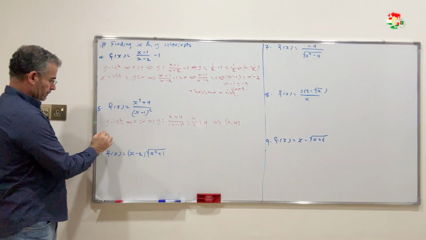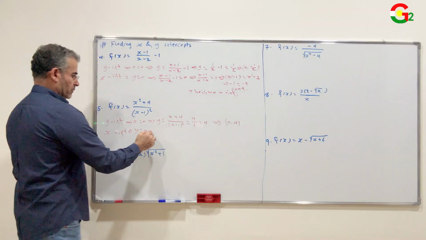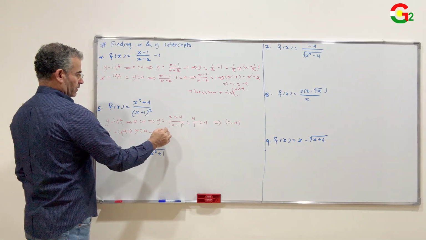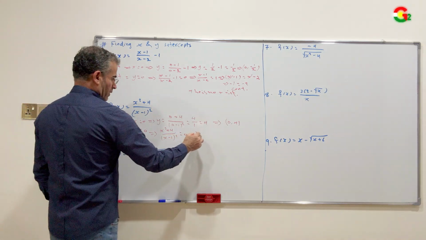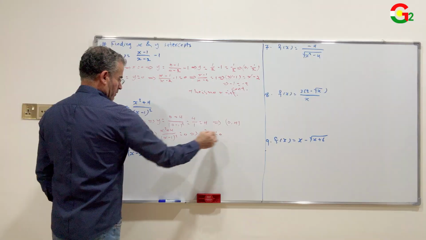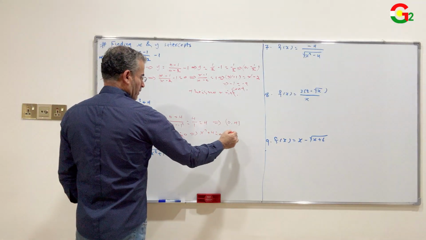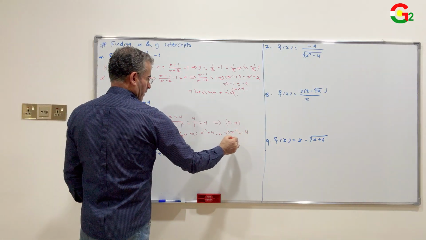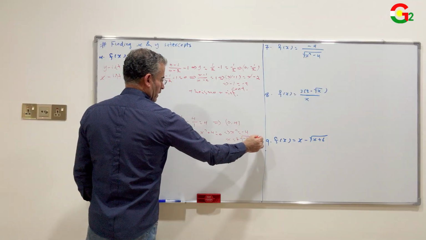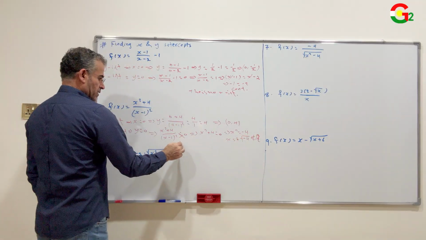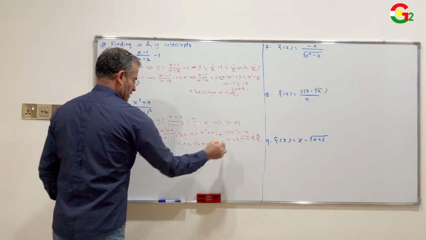For the x-intercept, set y equals 0 and solve the equation (x power 2 plus 4) over (x minus 1) squared equals 0. Then x power 2 plus 4 equals 0 by cross multiplication. Then x power 2 equals negative 4. Then x equals plus or minus the square root of negative 4, not a real number. Then there is no x-intercept for this function.